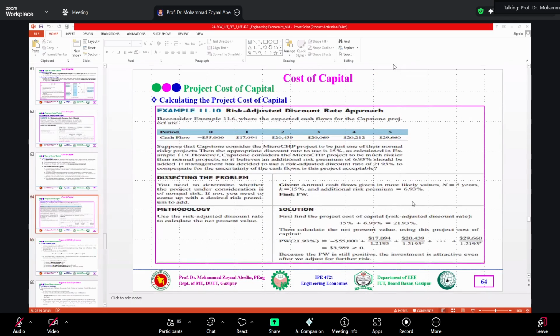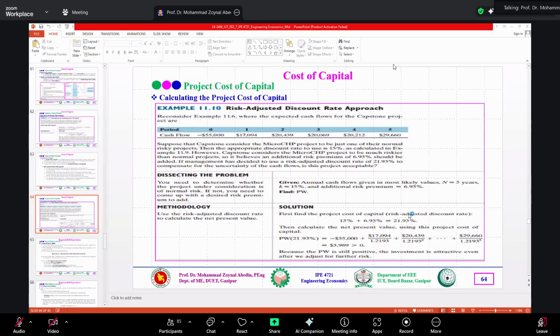And I think this slide 64, up to this, I want to conclude today's class. And tomorrow and next Tuesday, I want to take a quiz in my class. The syllabus is until this, okay?